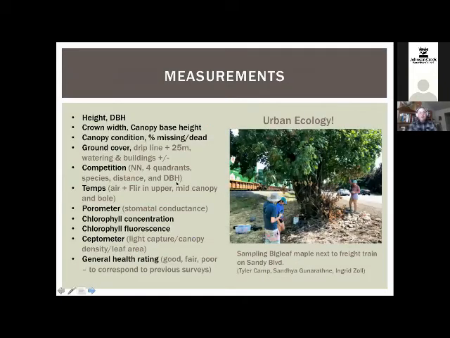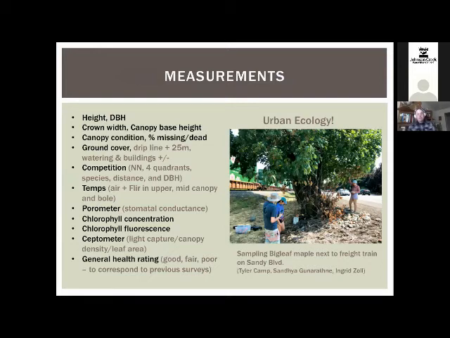So I'm not going to say too much about all the things we measured here, but I'll give you an example. This photograph here shows us working along Northeast Sandy Boulevard, doing some pretty gnarly urban ecophysiology between the highway here and a freight train going by, looking at this big leaf maple here, trying to collect some data.